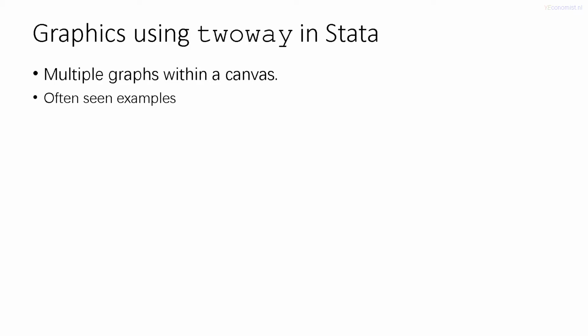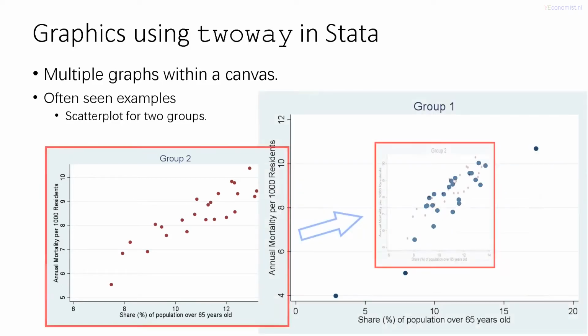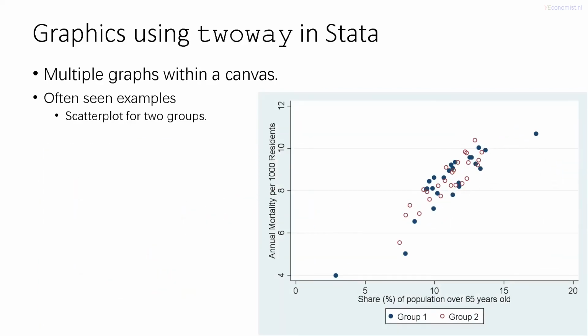So for instance, in the data set, you may have two different groups. And of course, you can draw two separated scatter plots to illustrate the patterns within each of the groups. But you can also combine these two scatter plots together, and that will make life easier to compare the similarities and the differences between the groups.